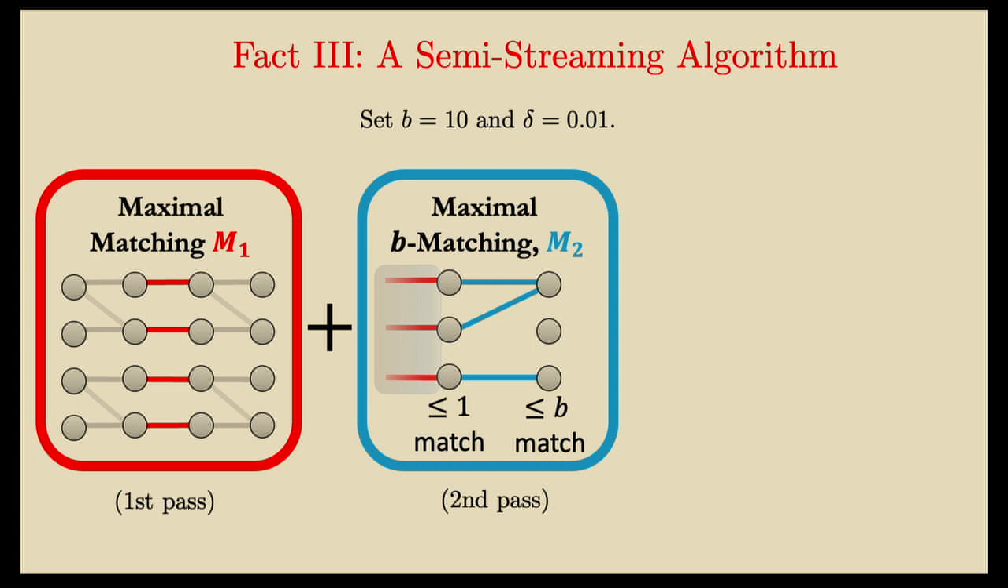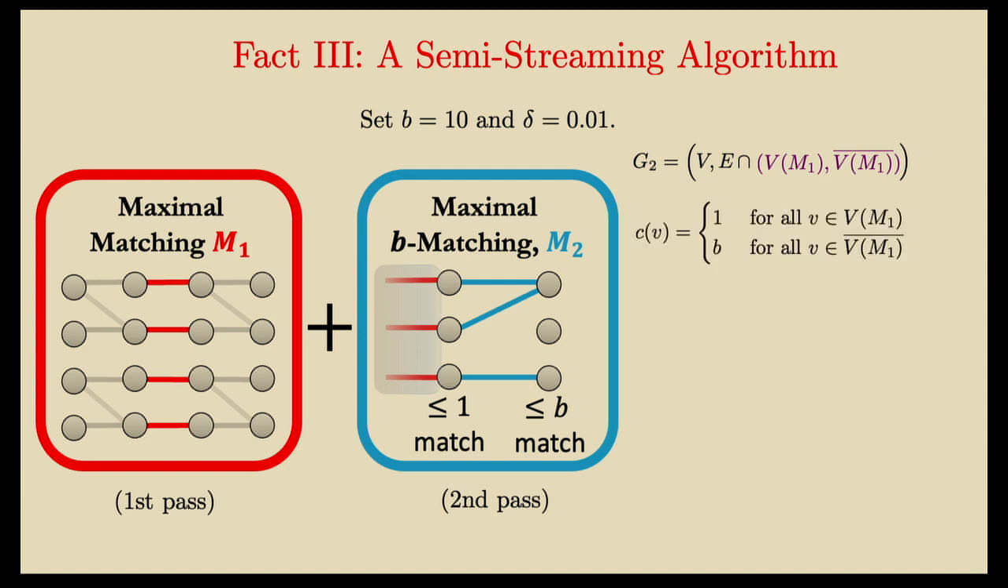and let me just precisely define what is going on in here. Look at this graph G2 with the same node set V, but only consider the edges that are crossing between matched and unmatched nodes in M1. This is the graph G2. Now, if a node was matched in M1, give it a capacity of 1. If a node is unmatched in M1, give it a capacity of B, and just get a maximal B matching in this graph. M2 is a maximal B matching in this graph.